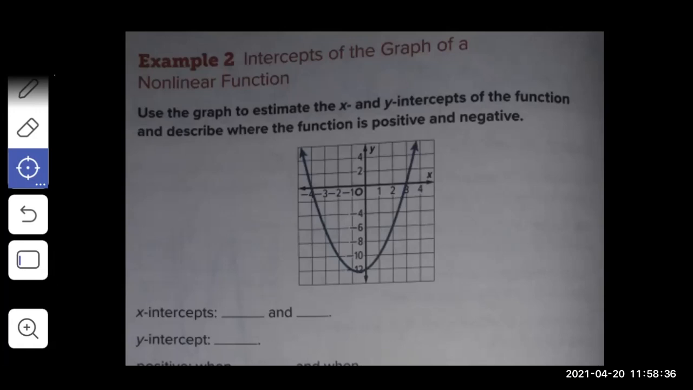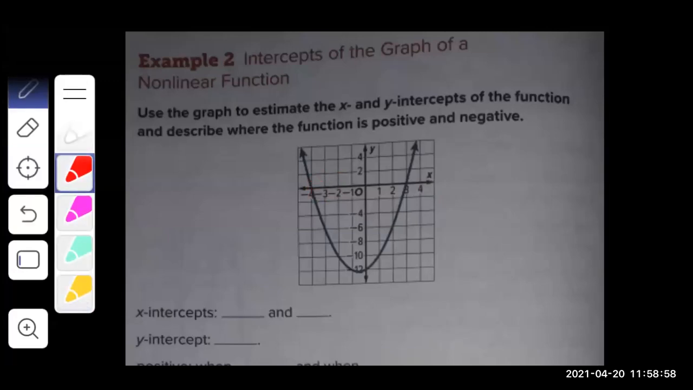Let's start off by identifying the x-intercept. The x-intercept, guys, is where the graph crosses the x-axis. Can someone tell me what are the points? Where does this graph intercept the x-axis, this line? At what point? I'm going to give you the first one. This point, guys, is a point where this graph intercepts.